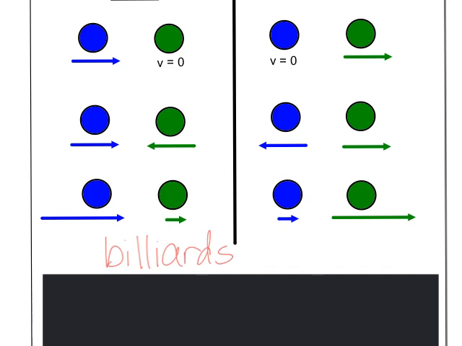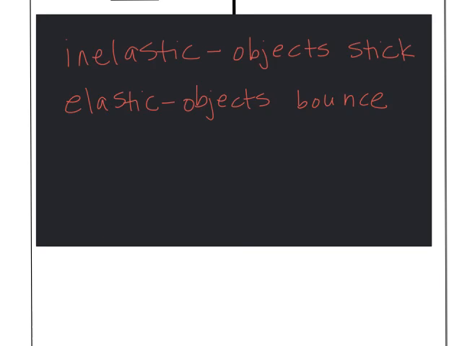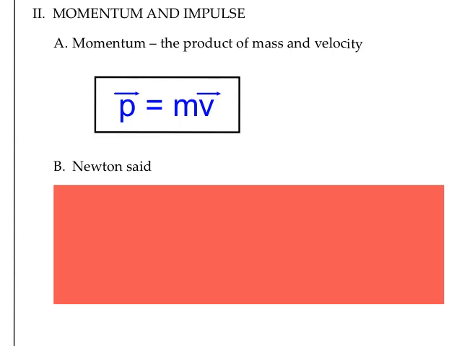So an easy summary would be inelastic collisions, the objects stick together. Elastic collisions, the objects bounce off each other. Now I know that's not a perfect description, but it is a pretty easy way to distinguish between the two types of collisions. Next, we're going to define and come up with formulas for momentum and impulse.